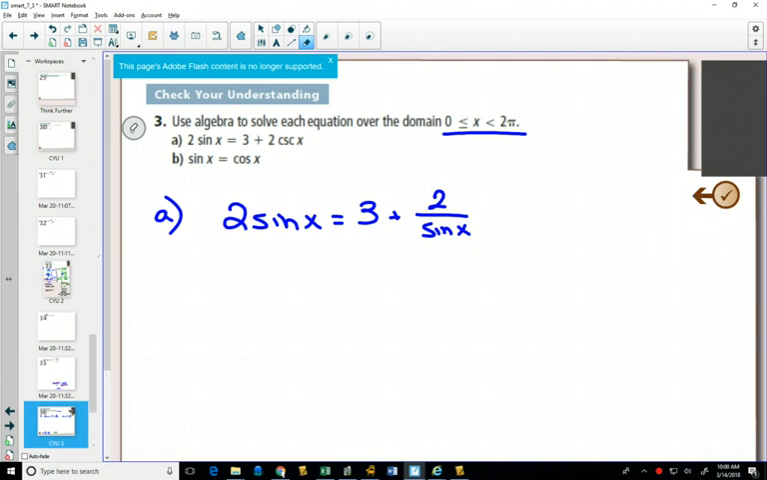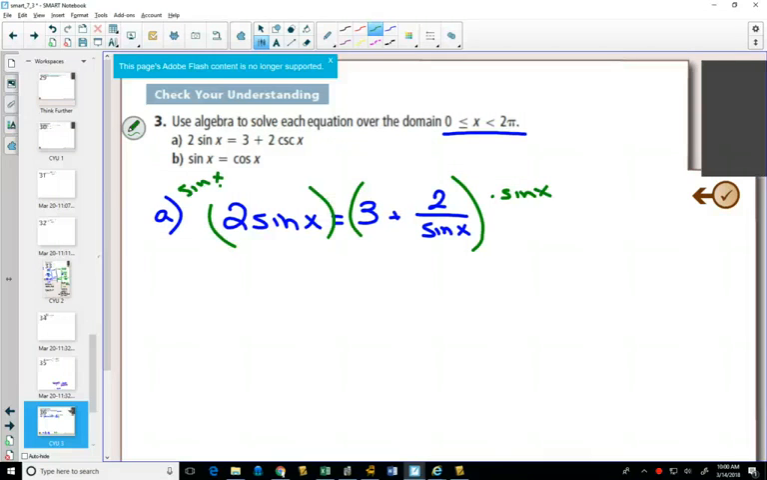Multiply by x. So in this case, we could multiply this whole side by sine x, and we can multiply this whole side by sine x. And when you multiply both sides by sine x, what happens? Well, this becomes 2 sine squared, and when you multiply the right-hand side by sine x, it would get distributed. Each term would get multiplied, so you would end up with 3 sine x, and then nicely here it cancels out, and you just get plus 2.